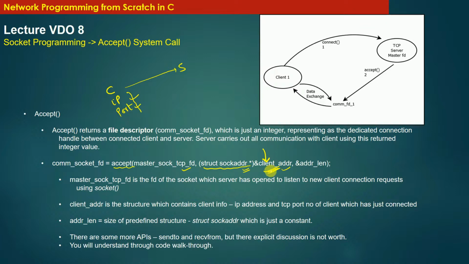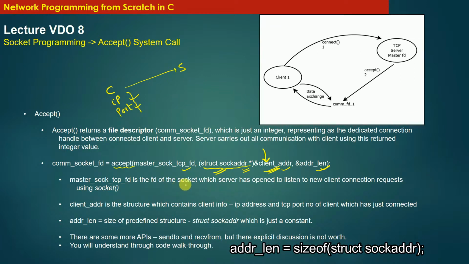So in this way, the server is able to store the identity of the client so that the server later can reply to the client. The third argument to the accept system call is the address len, which is nothing but the size of this structure, that is the size of the struct sockaddr structure, and therefore the third argument is actually a constant.